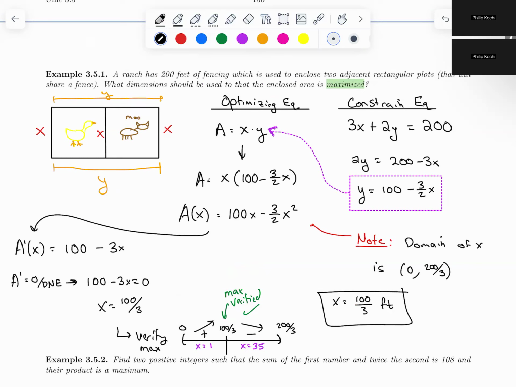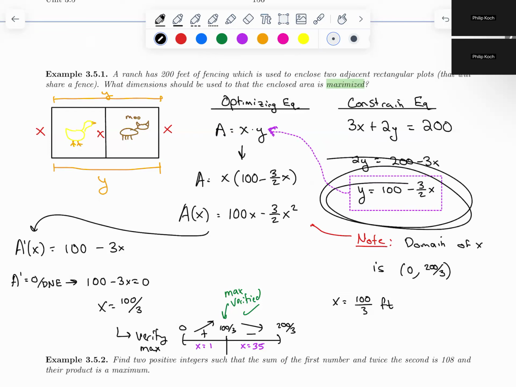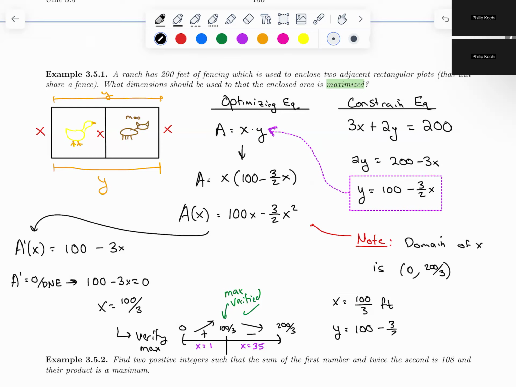If the question asked what was the maximum area, we multiply the x and the y together. But it's just asking for the dimensions. But this is not a hard thing to do, because we already have an equation right here that represents y in terms of x. So we can solve for y using our constraint equation. So y will equal 100 minus 3 halves times 100 thirds, which will equal 50 feet.